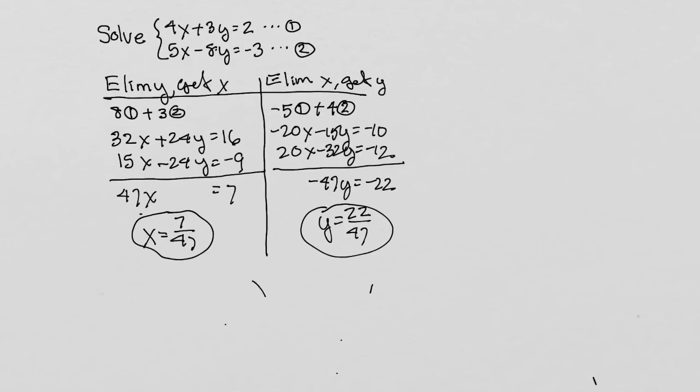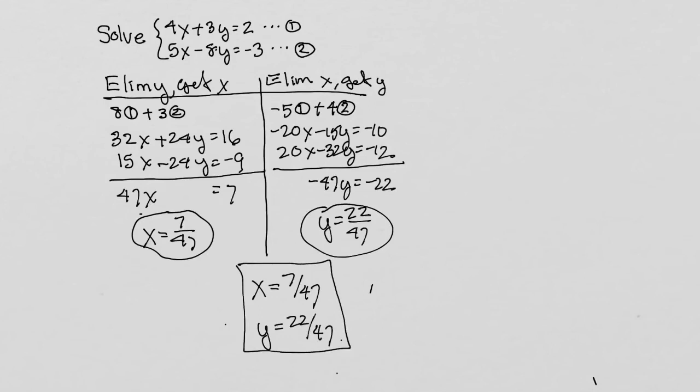So let's just summarize. x is equal to 7 over 47, and y is equal to 22 over 47. And if we think geometrically, if we were to graph these two lines, they would intersect right at that point.